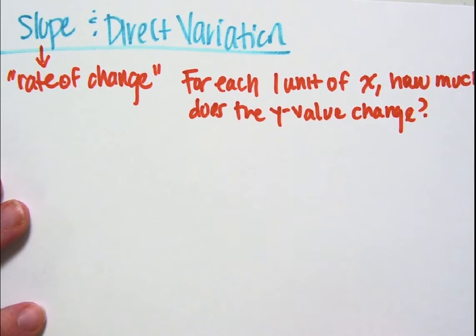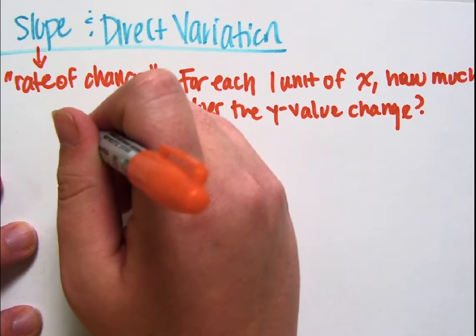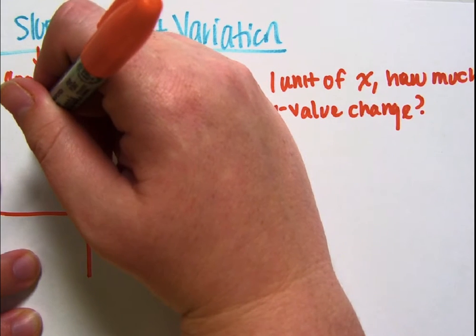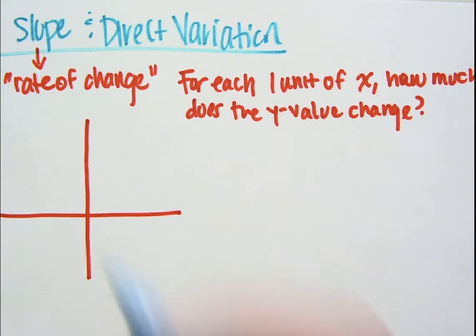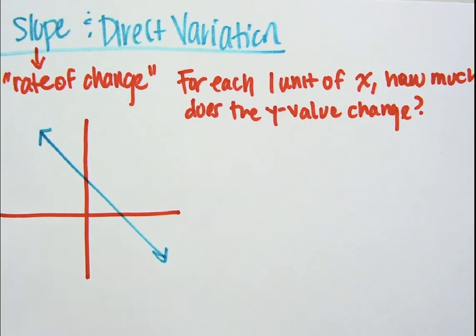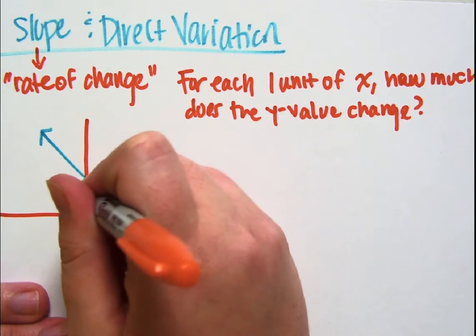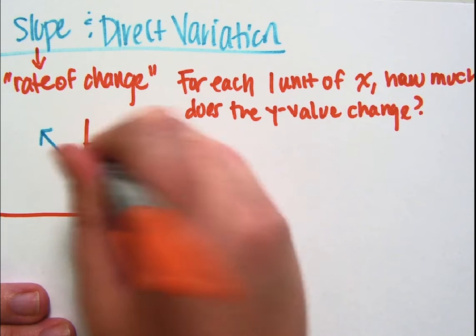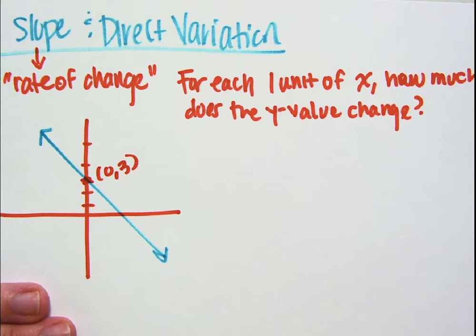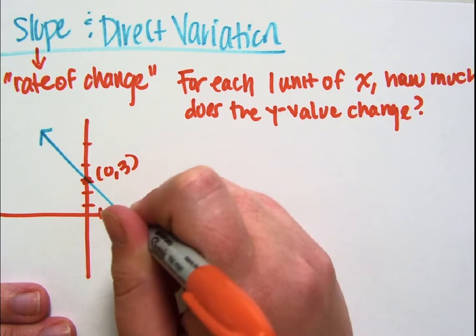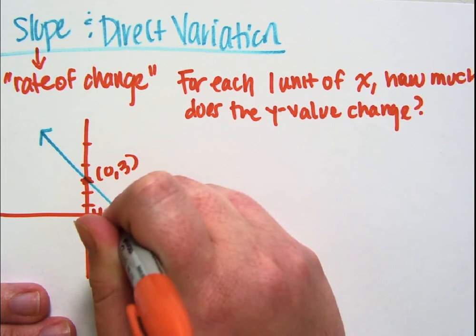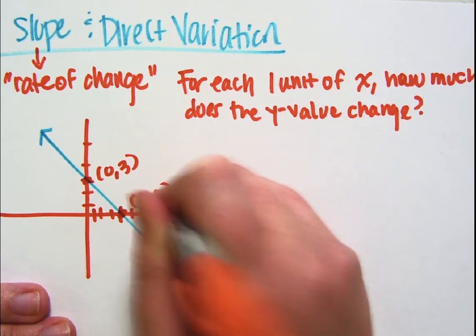There's a few different ways that we can calculate or interpret this. The first is with a graph. So I'm just going to graph a random line. Usually on a graph you want to scale. We'll do 1, 2, 3, 4, 5. So we have a y-intercept of 0, 3. And then 1, 2, 3, 4, 5, 6. So we have an x-intercept of 4, 0.